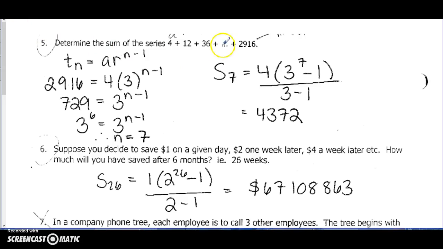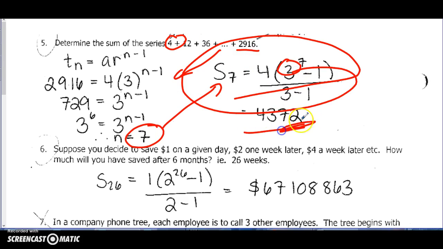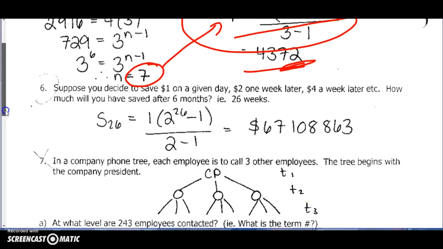Keep going. Again, you need to figure out what term number this is. You find out it's the 7th term. Use logs again to find this out, and then you sub that in, 7 terms. A is 4, R is 3. There's your formula, 4372. So a lot of plugging away here.